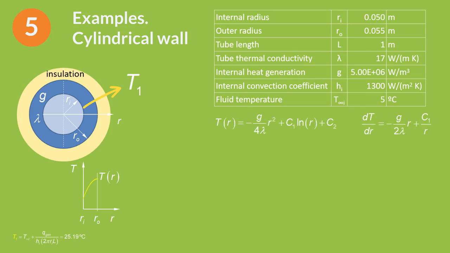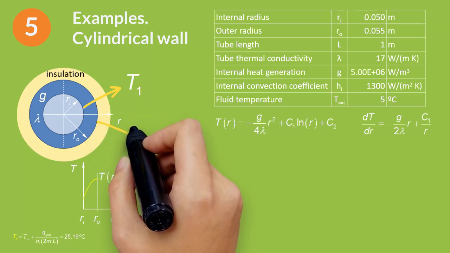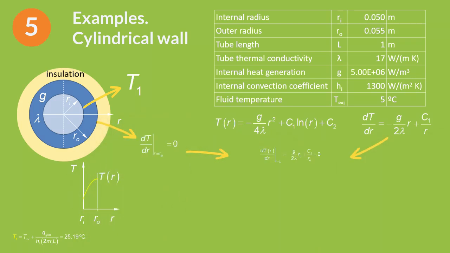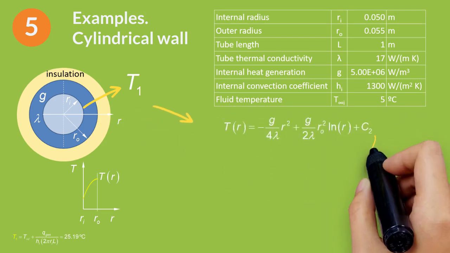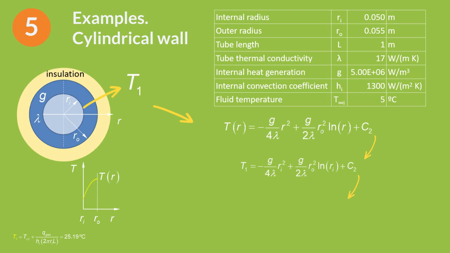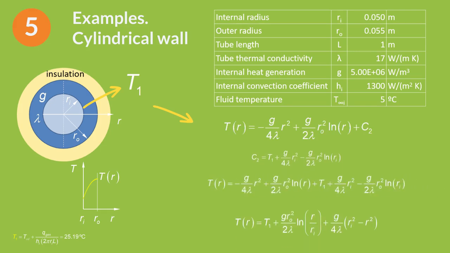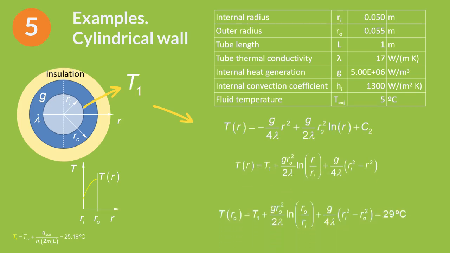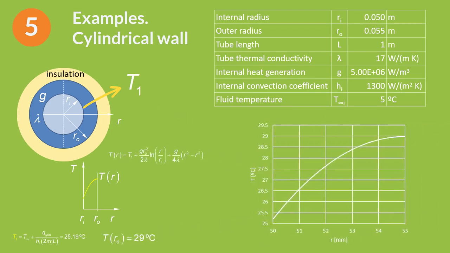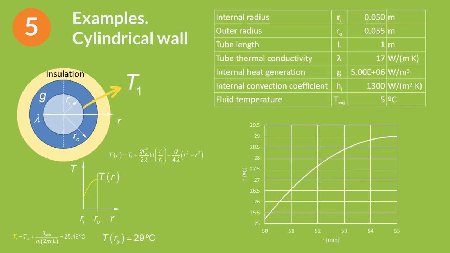Now, we can use the results of the cylindrical wall for the temperature distribution and the derivative of T. Applying the boundary condition for the insulated surface, where the heat flux is 0 and the derivative of T is 0, we can find the expression for C1. Applying the boundary condition for Ri, where the temperature is T1, we can find C2. We can substitute this value in the T equation and arrange the terms on it. With this expression, we can calculate the temperature at R equal to Ro. We can also draw the temperature distribution, where the slope for the outer diameter is 0.